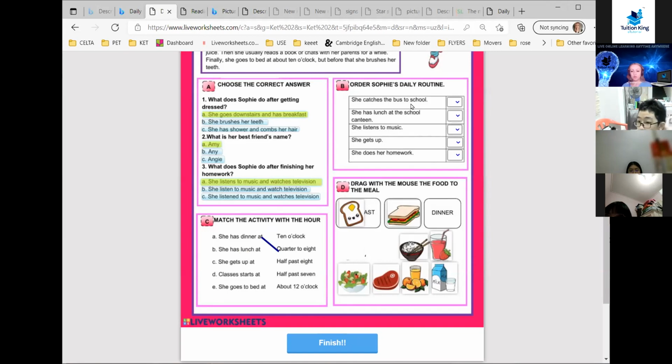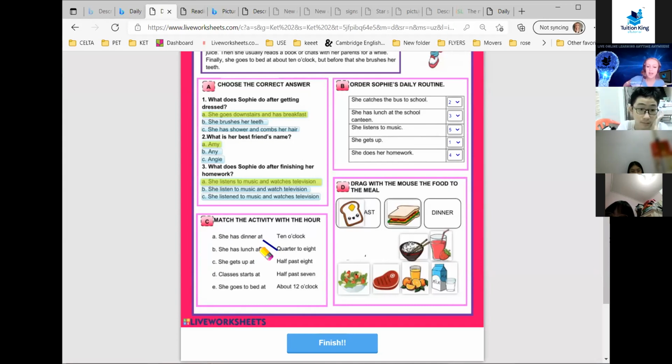She catches the bus to school. What number is this? 2. Okay. Ketyu, the next one. The next one is 3. Esther, the next one. 5. Okay. Bernice, the next one. 1. Okay, and obviously 4 is left. Okay, cool. So if I remove this, oh, I think I cannot. I'll try. All right, let's try again.